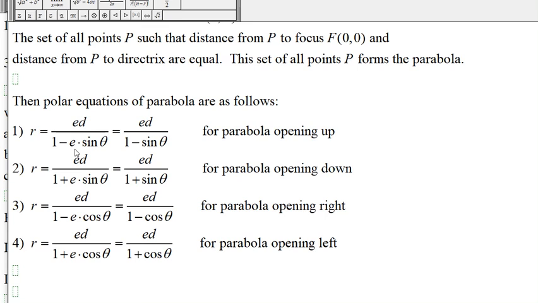Here's the summary of what we just did. If we have 1 minus sine of theta, then the parabola opens up. If we have 1 plus sine of theta, because the eccentricity is 1 for a parabola, then the parabola opens down. If we have 1 minus cosine of theta, the parabola opens to the right. And if we have 1 plus cosine of theta, the parabola opens to the left.